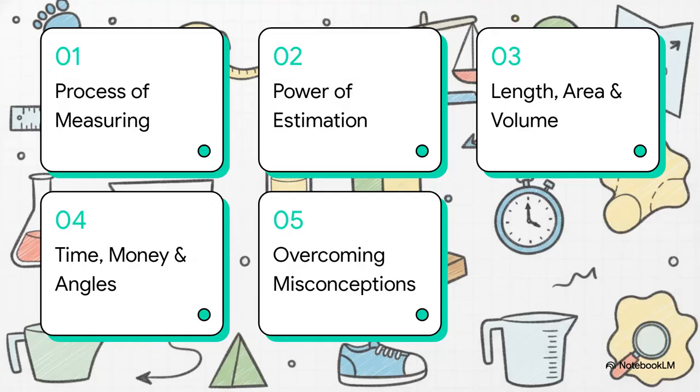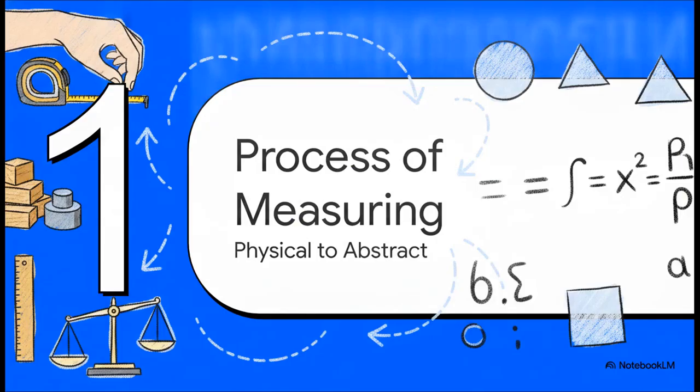Here is our roadmap for today. First, we'll unpack the process of measuring. Then, the power of estimation. Third, length, area, and volume. Fourth, time, money, and angles. And finally, we'll cover overcoming student misconceptions. Section 1. The process of measuring.